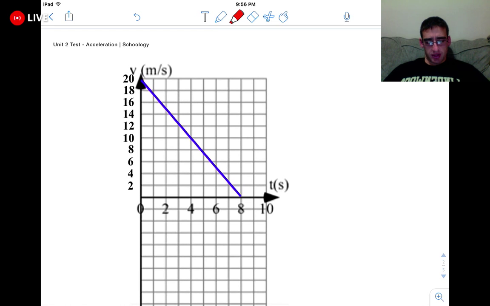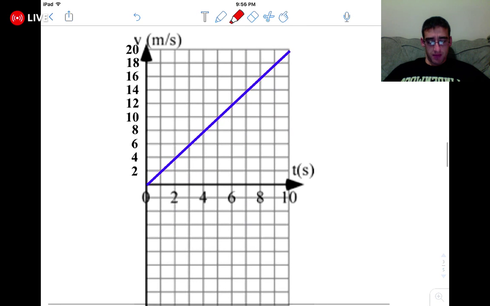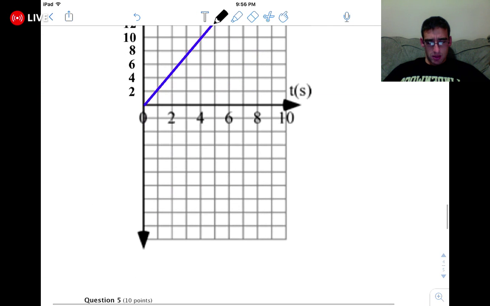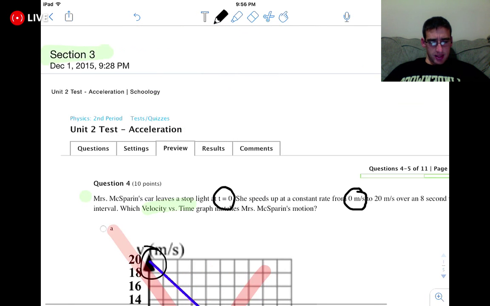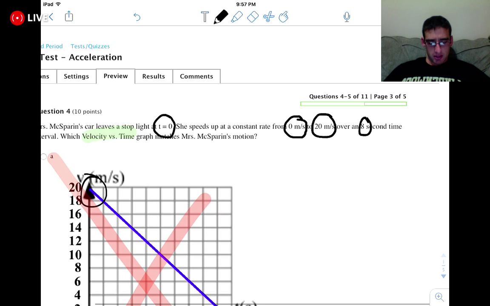Okay, this one here, same thing. Starts off at 20, then slows down. Don't want it. Okay, this one starts off at 0, so it might work. This one starts off at 0, so it might work. Now we want to see that it's going to take 8 seconds to speed up to 20 meters per second. So let's go look at our options.